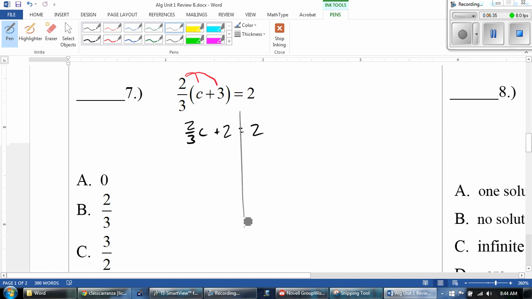Okay, we don't have any like terms. Our variable's already on one side, so I can start following SADMAP. Subtract 2 from both sides. I have 2/3 C equals 2 minus 2, which is 0. And I like that answer because when I multiply by the reciprocal of 3 over 2, 3 over 2 times 0 is, I hope you didn't say 3 over 2. It's 0.